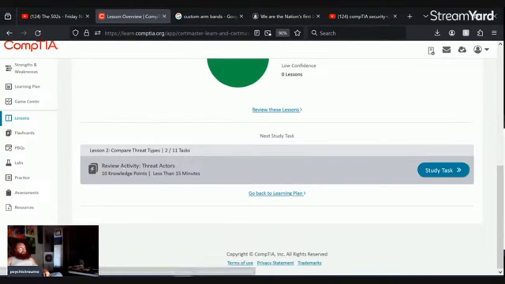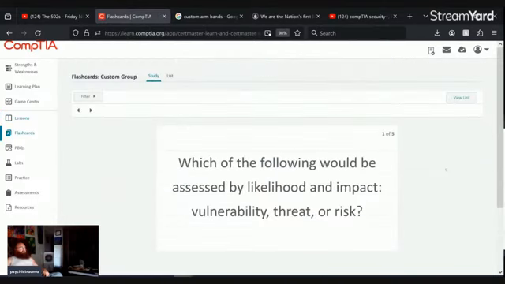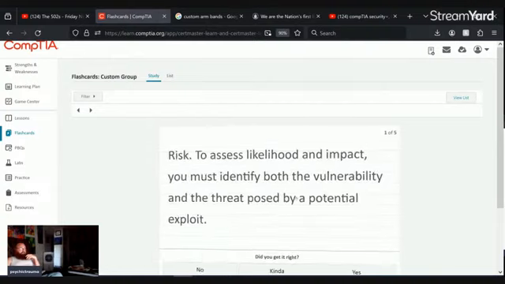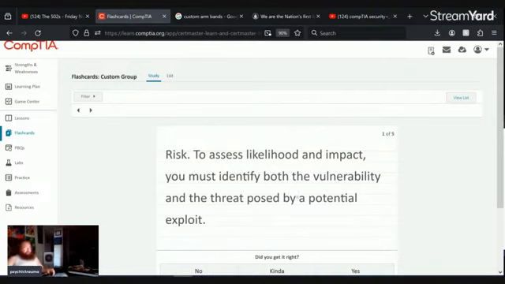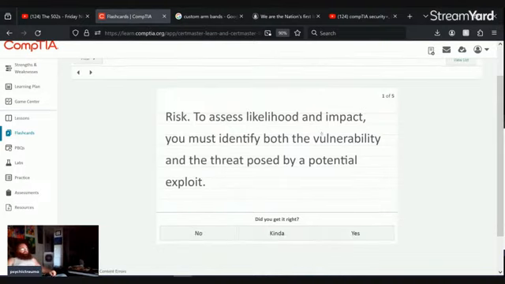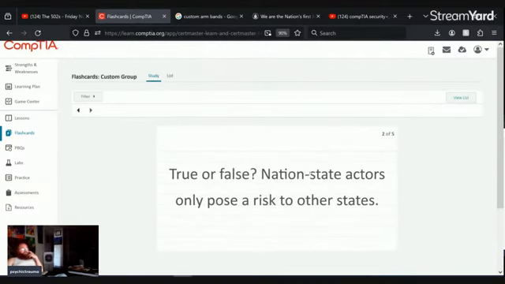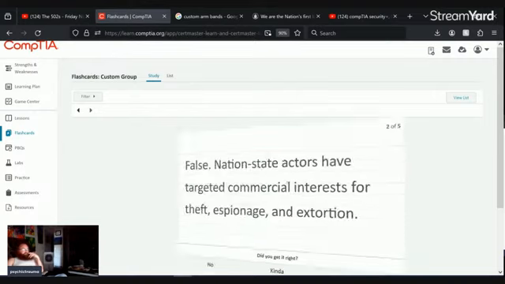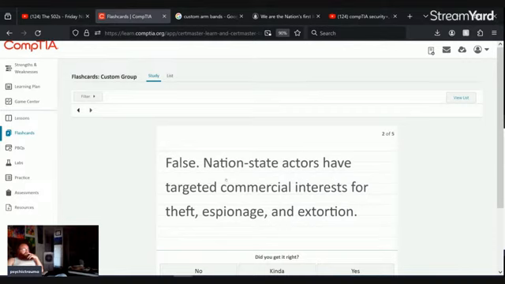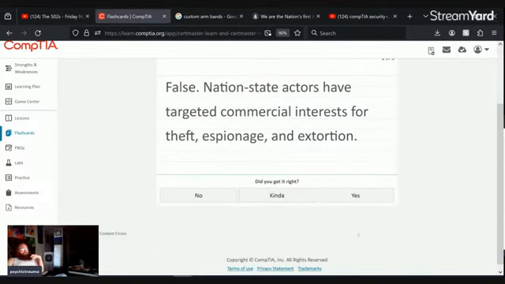Review activity: threat actors. 10 knowledge points, less than 15 minutes. Which of the following would be assessed by likelihood of impact: vulnerability, threat, or risk? Risk. To assess likelihood and impact, you must identify both vulnerability and the threat posed by a potential exploit. We got that one. True or false? Nation state actors only pose a risk to other states. False. Nation state actors have targeted commercial interests for theft, espionage, or extortion.